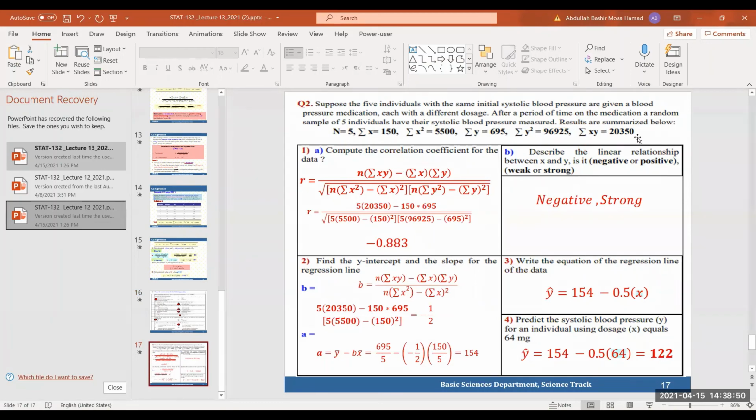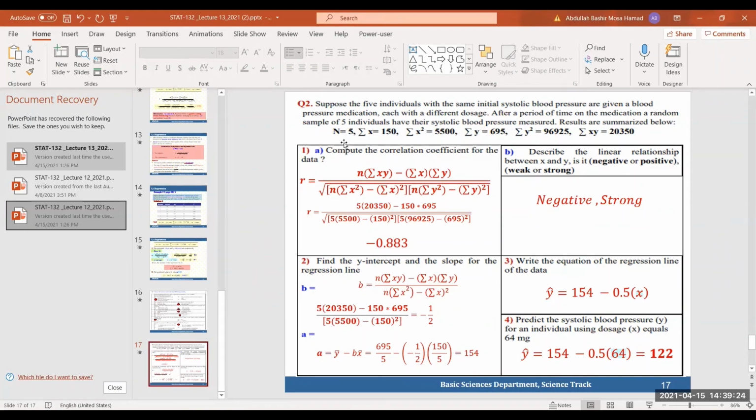So let's move here to these questions. It was exam questions. Suppose 5 individuals with the same initial systolic blood pressure are given blue. So this is a summation that we don't give in exam already. I think they will not give, especially this year, because exam is 2 hours. So maybe they will give you these summations. N, summation x square, summation y square, summation xy.